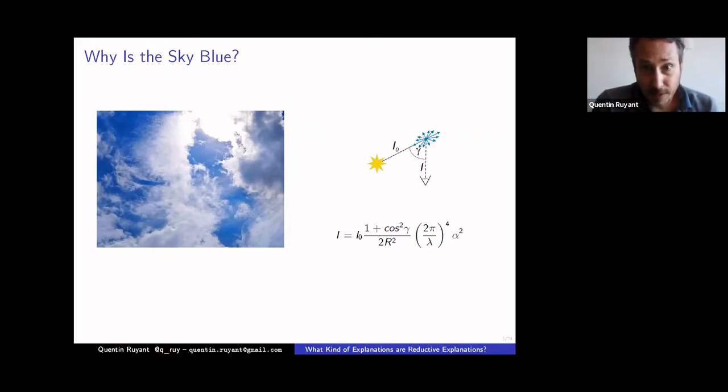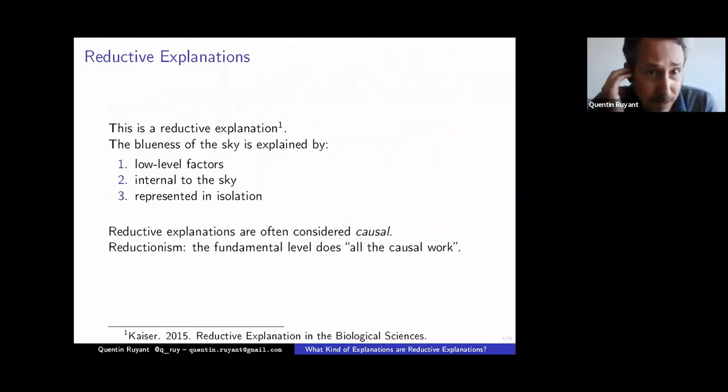So this is an explanation for a single particle, but then, taking into account the thickness of the atmosphere, you can sum all the contributions and get a spectrum that corresponds to the blueness of the sky. So I take this to be a reductive explanation. I take Marie Kaiser's definition in her book, Reductive Explanation in the Biological Sciences. The blueness of the sky in this case is explained by low-level factors, which are internal to the sky.